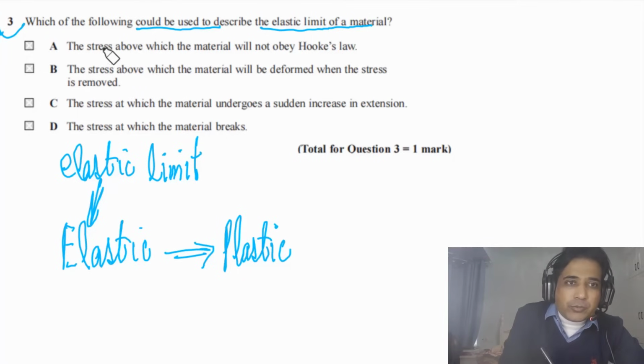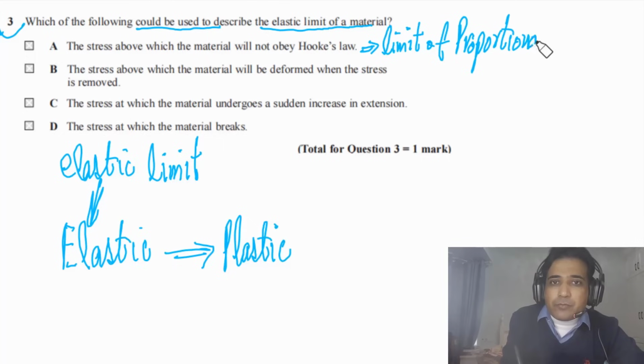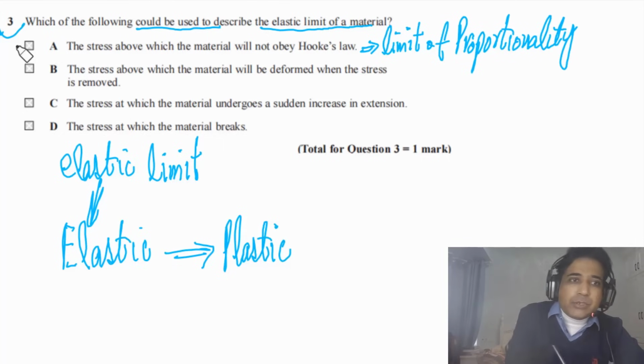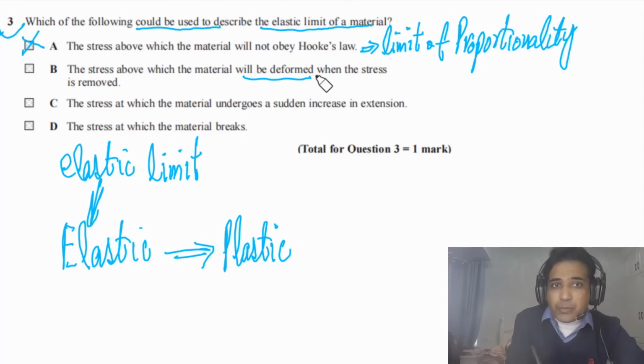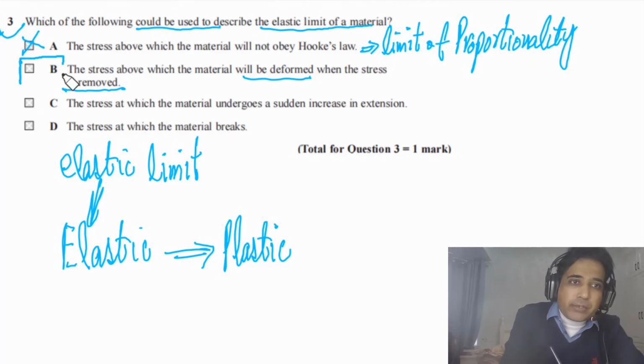Now if you look at the given options, the stress above which the material will not obey Hooke's law. This is not right actually. This is the limit of proportionality, so this is not a possible answer. The stress above which the material will be deformed plastically when the stress is removed. Yes, because this is the elastic limit, the end of elastic deformation. So this is our correct answer.